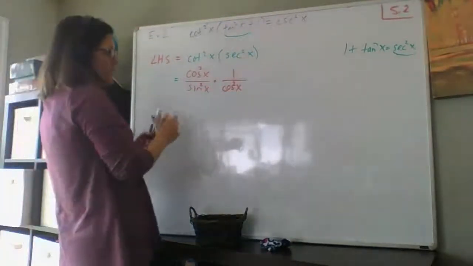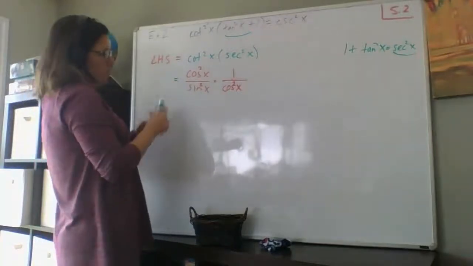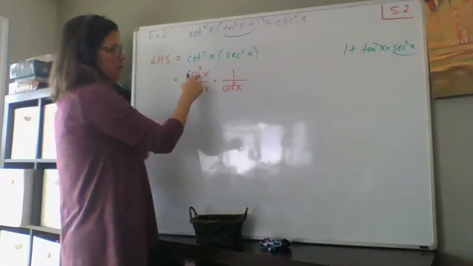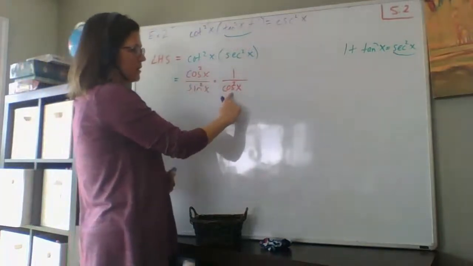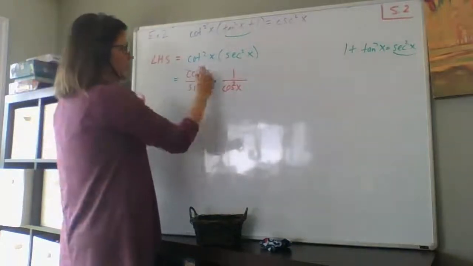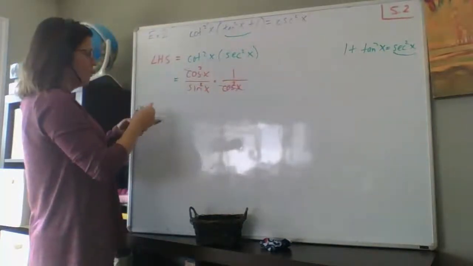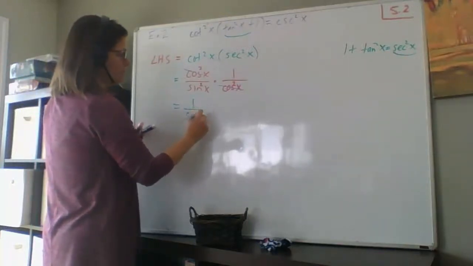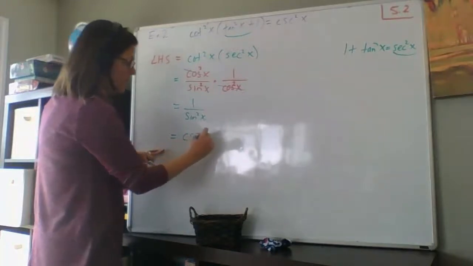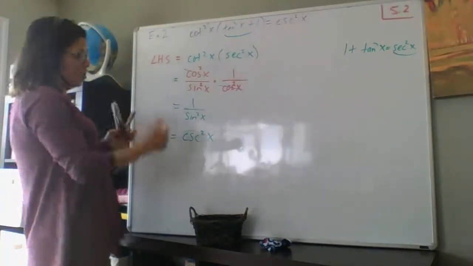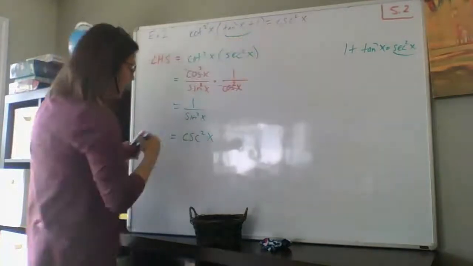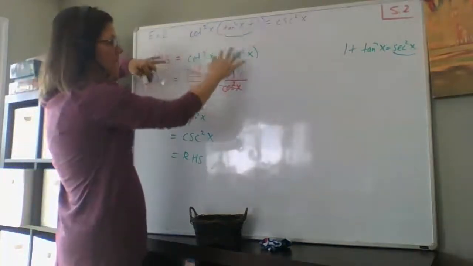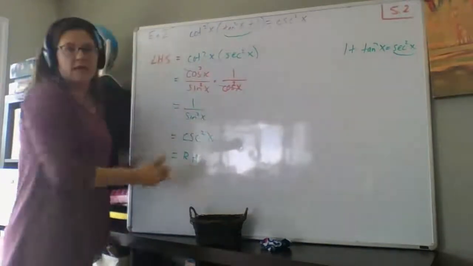Aha, now we see the cosines will end up canceling because we have a cosine squared x on top and a cosine squared x on the bottom, and we are multiplying, so those will cancel out. And we are left with 1 over sine squared x. So we get cosecant squared x. So notice that's now our right-hand side. So we have shown that the left-hand side, only manipulating the left-hand side, gives us that right-hand side.